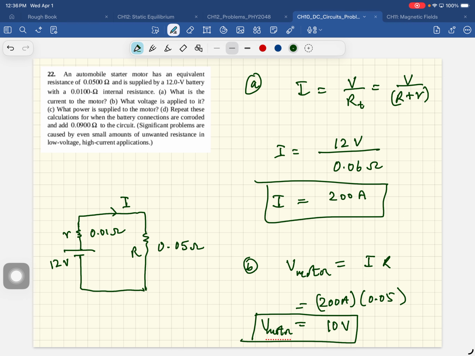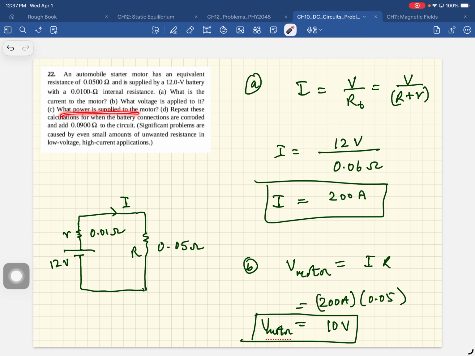So the EMF of your battery, the maximum voltage a car battery can put out, is 12 volts, but the motor is seeing 10 volts. What happened to the other 2 volts? It dropped across the internal resistance. So the terminal voltage was 10 volts.